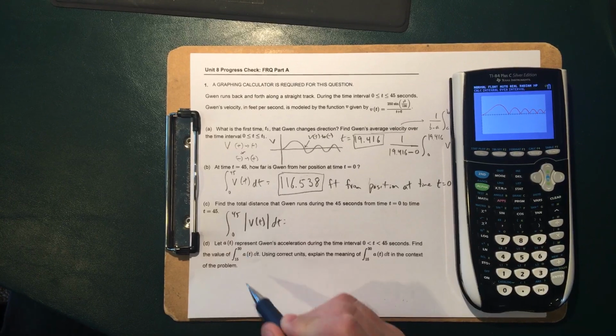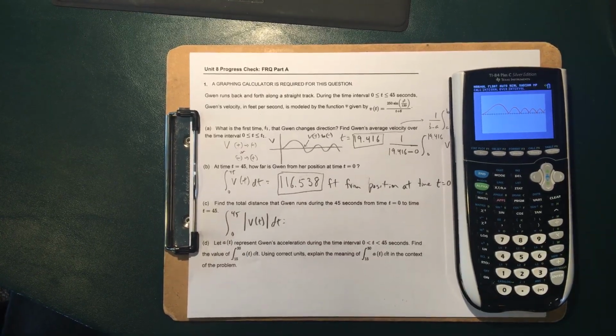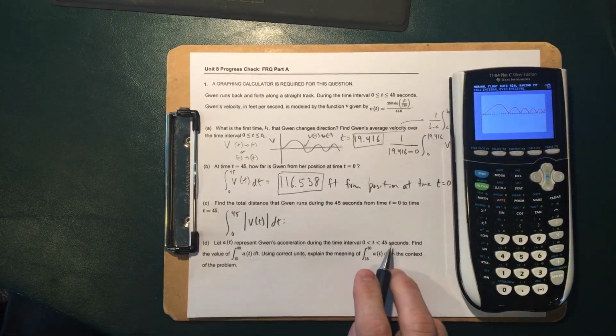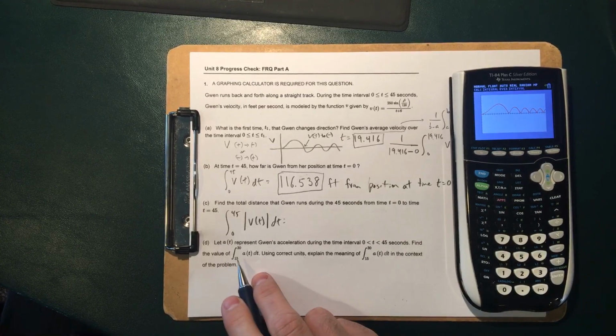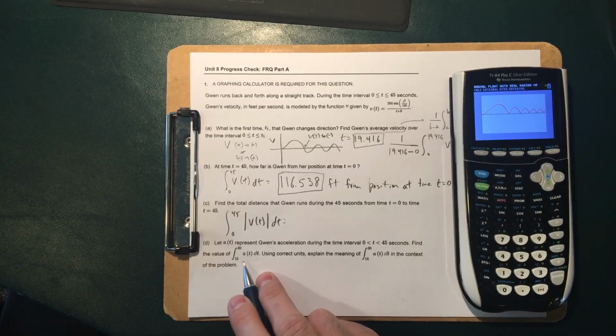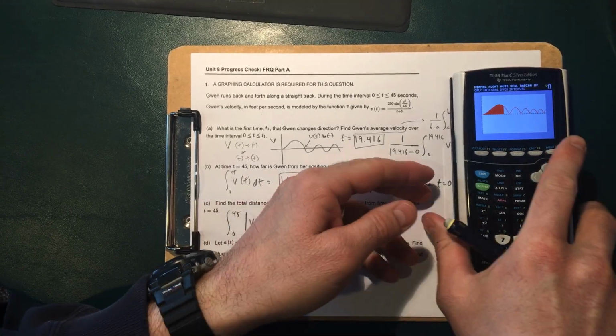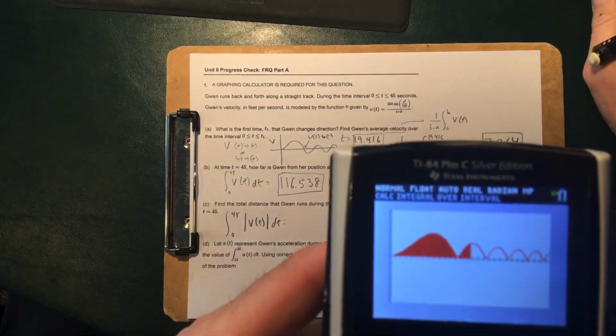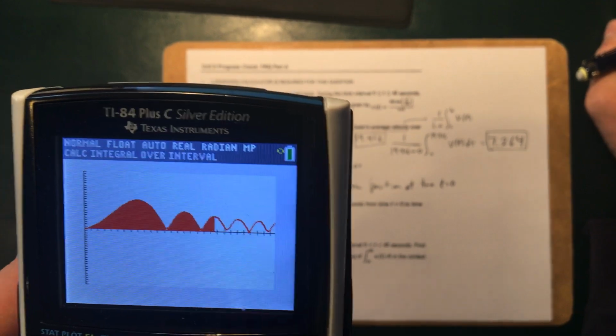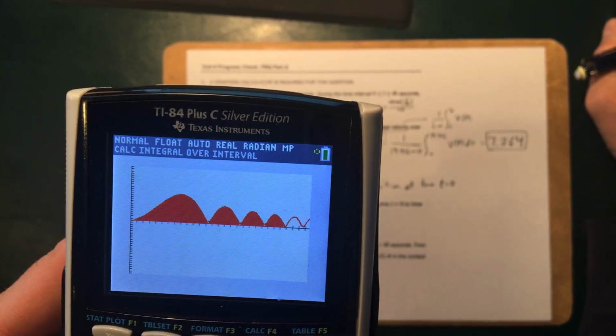All right, so let's go to letter D. Let A represent Gwen's acceleration during time 0 to 45. Find the value of the integral from 15 to 30 of A using correct units. Oh, there we go. Hey! There we go. It's doing it, baby.